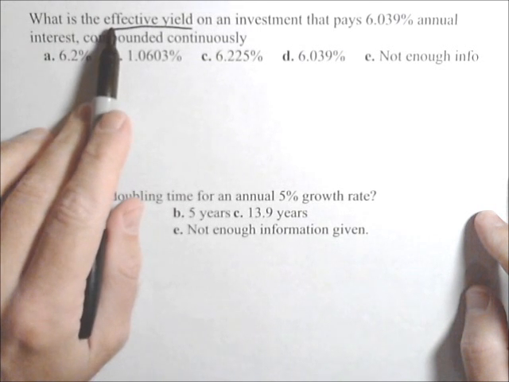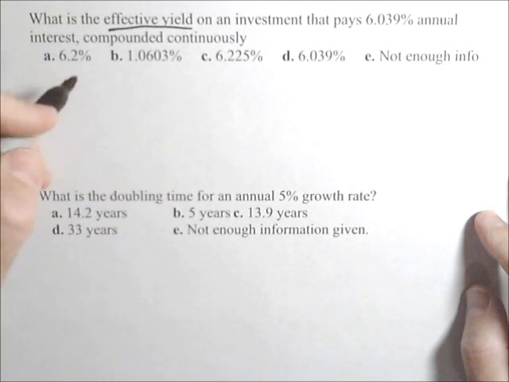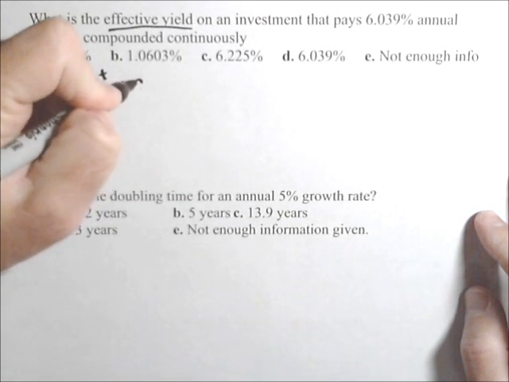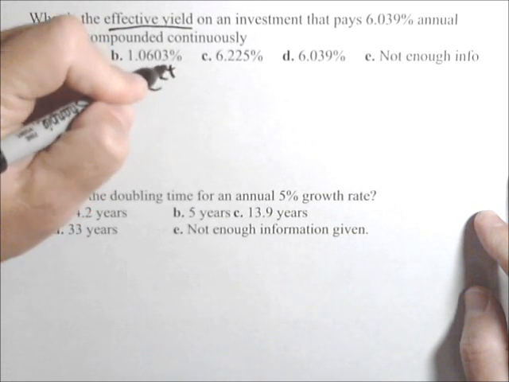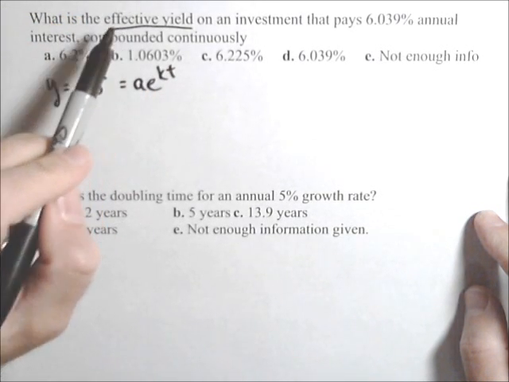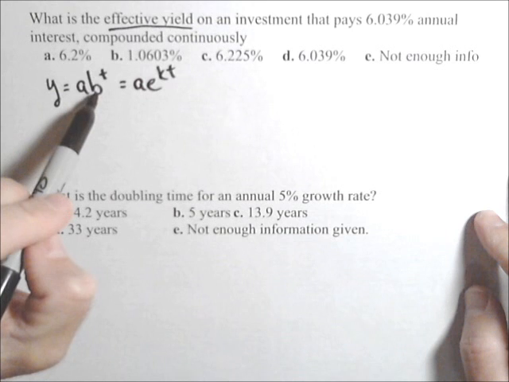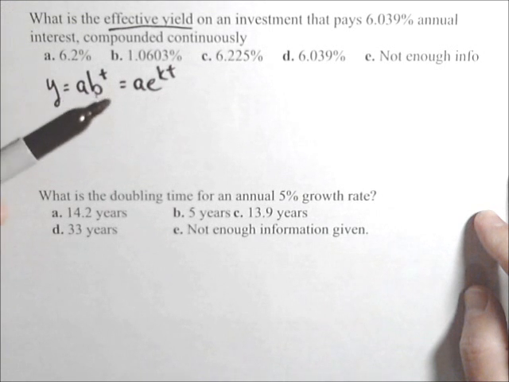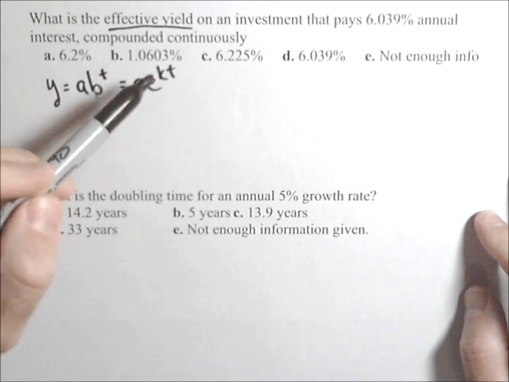Now, to compute the effective yield, we have two forms of an exponential function. We have a times b to the t, and a times e to the kt. To get the effective yield, all we need to do is find the base of our exponential, subtract 1, and turn it into a percent, because that'll be our growth factor. Turn it into an annual growth rate, subtract 1, turn it into a percent.